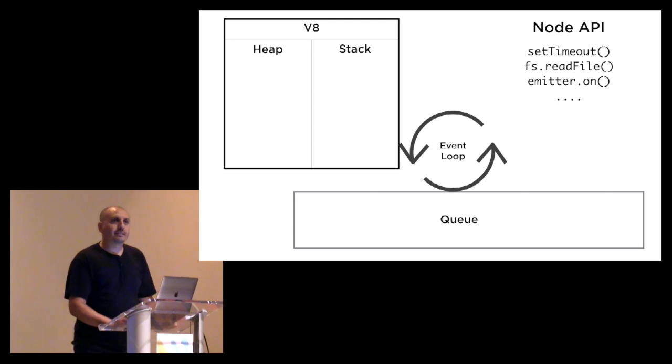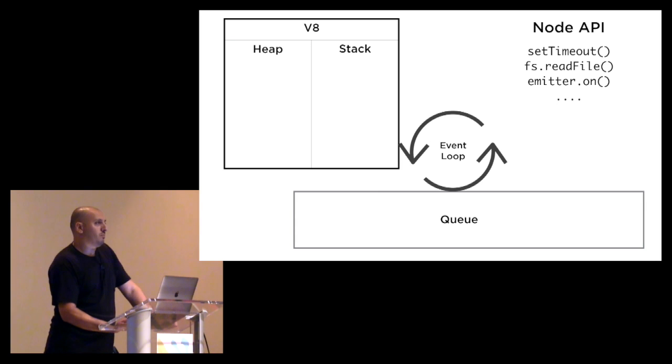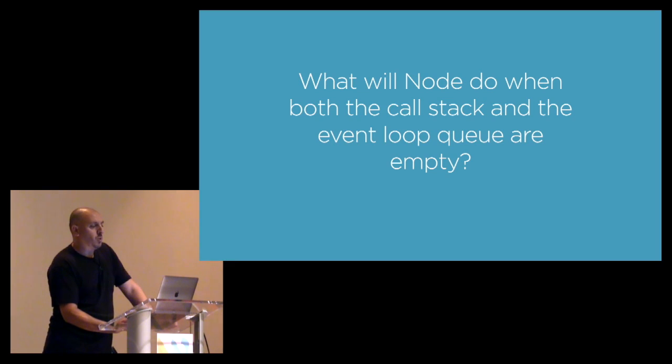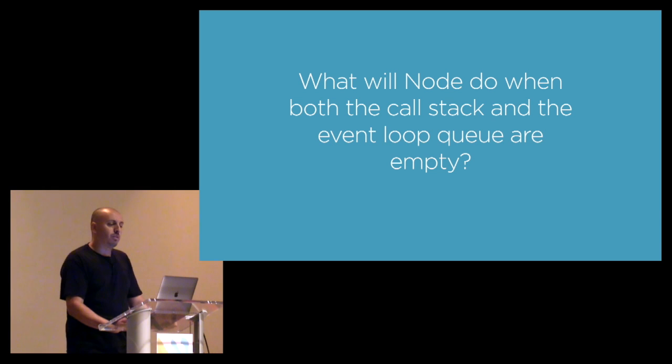The event loop sits in the middle of this picture. And it's like the organizer, the one who decides what goes where. And it's really simple. So when there are events in the event queue, and there is nothing in the stack, the event loop just pushes something to the stack. That's it. It's just a giant loop that does that. All right, let's try one more question. What will Node do when both the call stack and the event loop queue are empty?